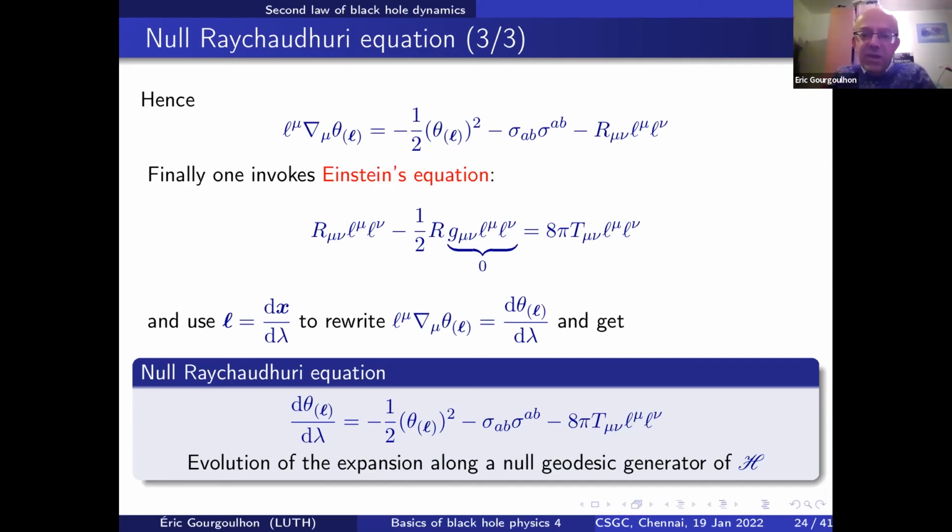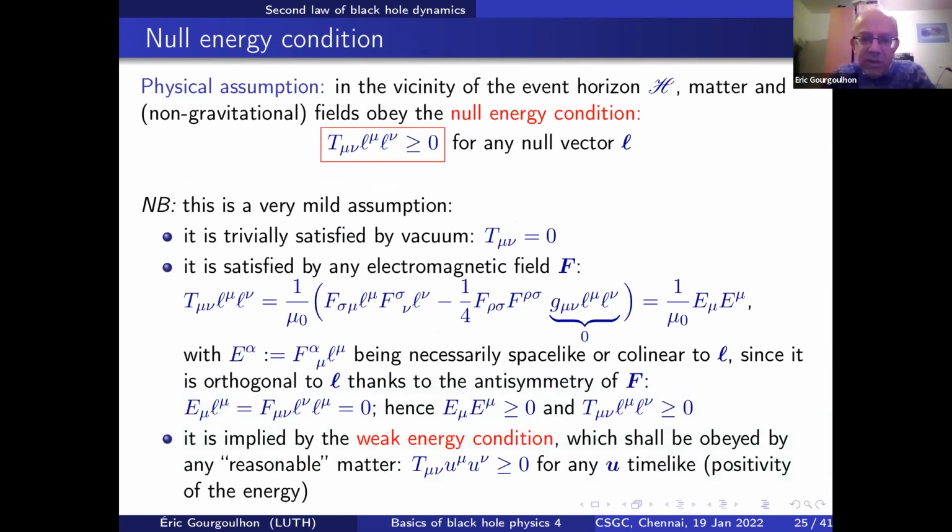Now we are going to assume some energy condition, and the natural energy condition in this setting is the so-called null energy condition. This null energy condition says that for reasonable matter, this contraction of the energy-momentum tensor with the null vector is non-negative. It means it is either positive or zero. We have to keep in mind this is a very mild condition. It's violated only for very exotic things.